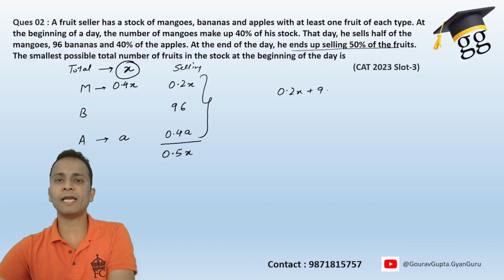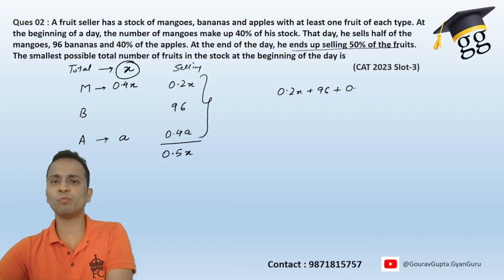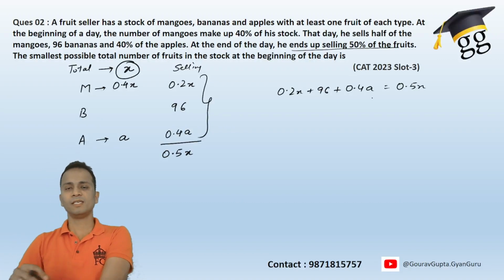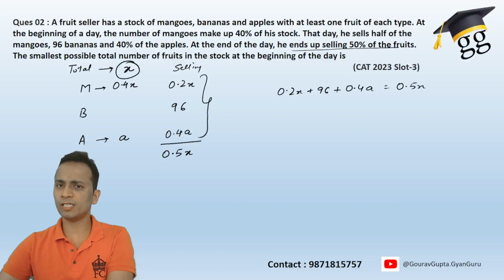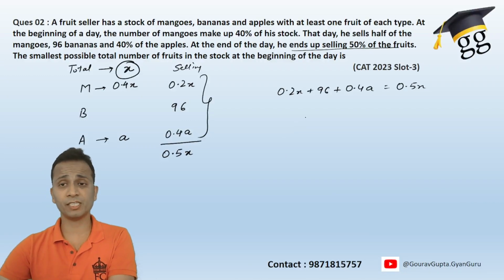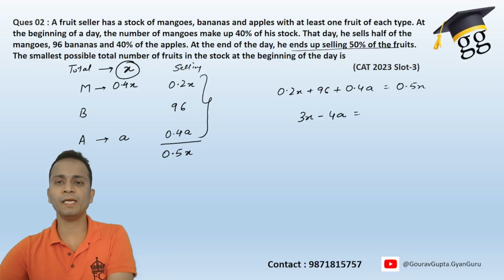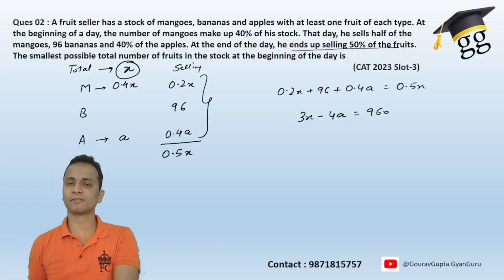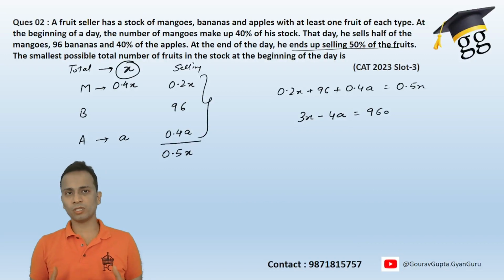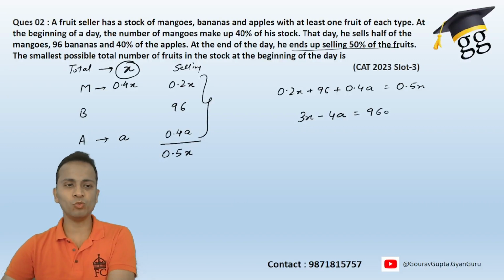0.2x plus 96 plus 0.4a is equal to 0.5x. Take variables on one side, constant on the other side, and simplify this equation. So I'll get 3x minus 4a is equal to 960. Okay, now what is X? X is the total number of fruits. What is A? A is the number of apples at the beginning of the day, right? Now the value of X can be any natural number, but important is the value of A.